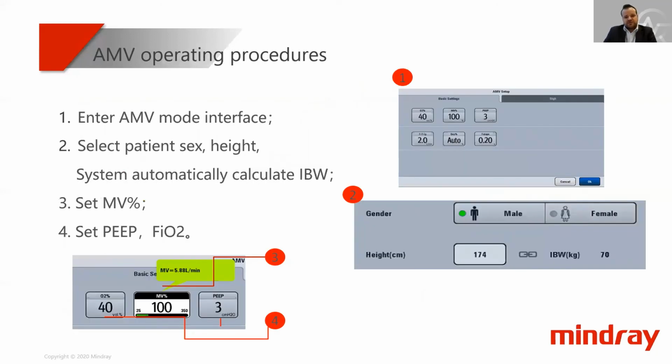Both in ICU ventilators and anesthesia devices, the procedure looks similar. While activating the AMV mode, it is necessary to be sure that patient data is fulfilled correctly or adjusted at that very moment. By proper sex and height choice, the system will calculate the ideal body weight. The corresponding minute volume will be proposed, and the only thing we need to set is the percentage of the minute volume we want to reach and the PEEP and the FiO2.